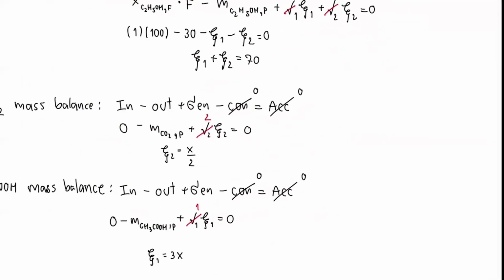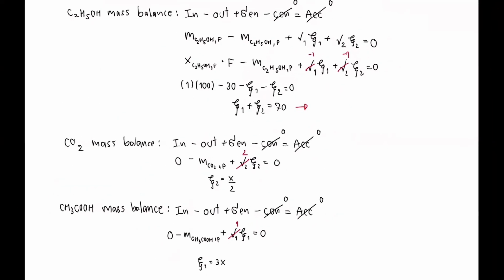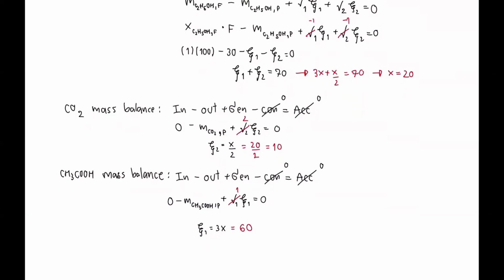Okay. So let's go back to the ethanol mass balance. Psi 1 is 3x plus psi 2 is x divided by 2 equal to 70. So we got x equal to 20. Now we got x equal to 20, divided by 2 is 10. We got psi 2 is 10 and psi 1 is 60. Okay, now we got psi 1 and psi 2 already.